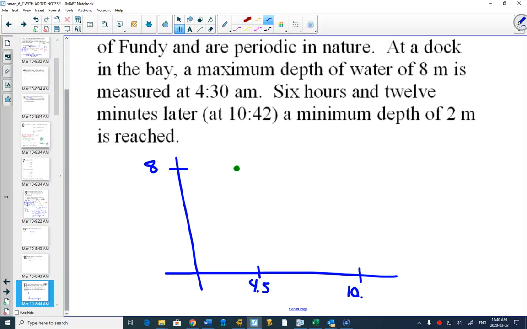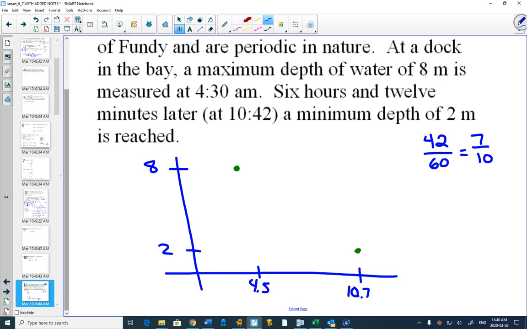How would we figure it out? Okay, we have 42 minutes out of 60. That's more than half, right? Could you reduce that fraction? 0.7. And that's the minimum at 2 meters. So I can label 2 meters on here, and that's the minimum. And this is all the information that we have.